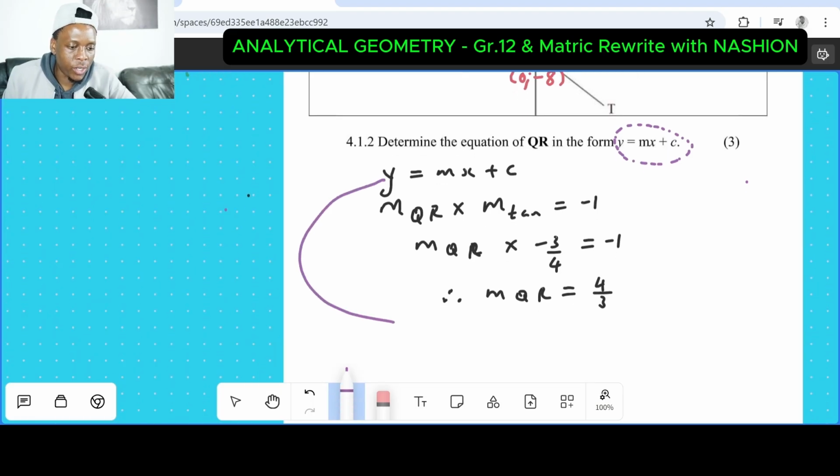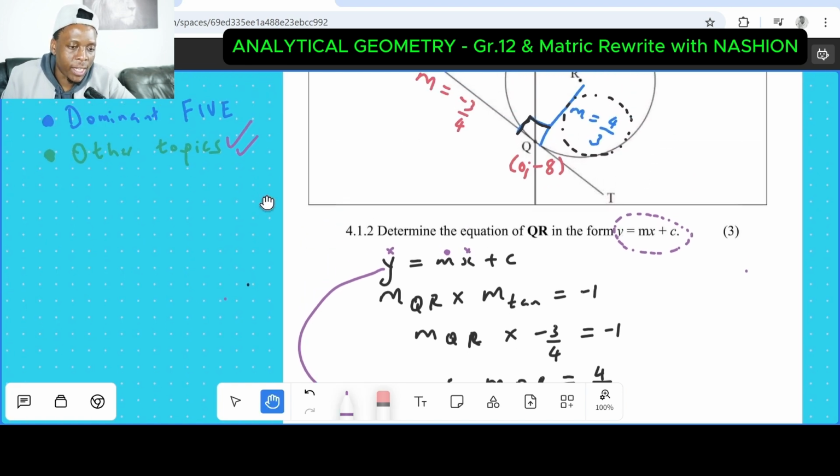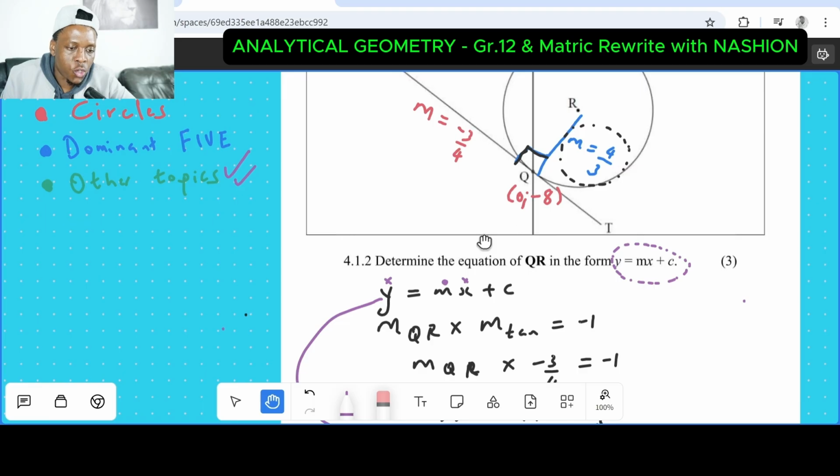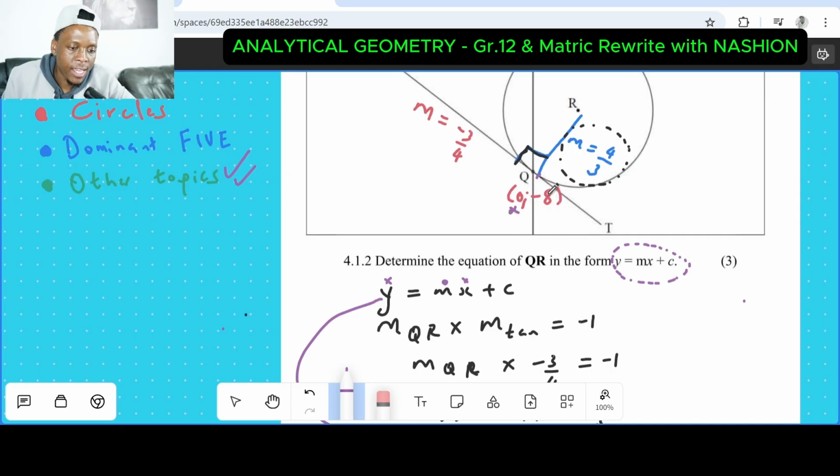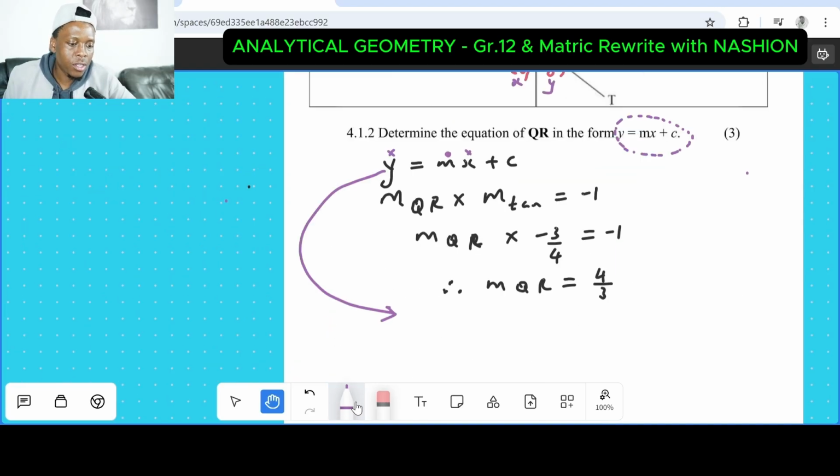Now let's calculate c. We already know the value of m. We need the value of y and the value of x. We go to the line, which is line QR, and look for a point which is on the line. The point is (0, -8). 0 is x, -8 is y. So where there is y here, we put -8.